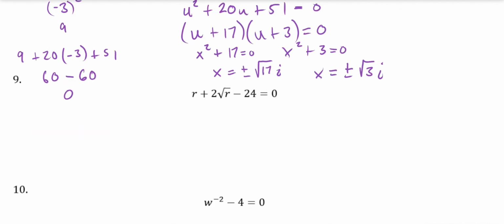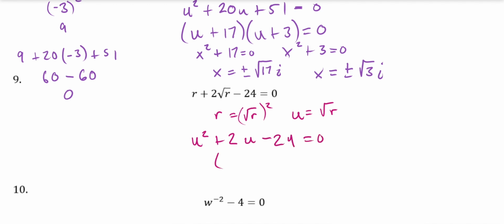Similarly, here, I would like to take a look at my three terms. I have nothing here. I have a middle term. And here I have the square of the middle term. Well, yes, because r is precisely the square of the square root of r. And as such, what I should do here is make u equal to the square root of r, because then I have u squared plus 2 times u minus 24 is equal to 0.